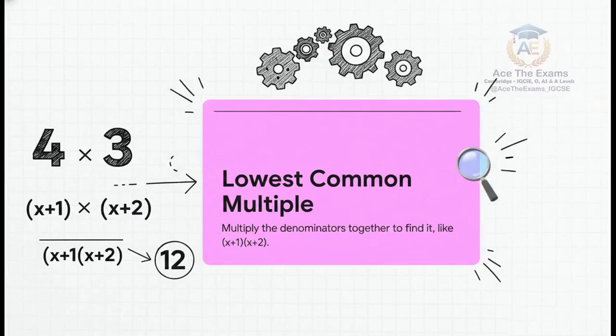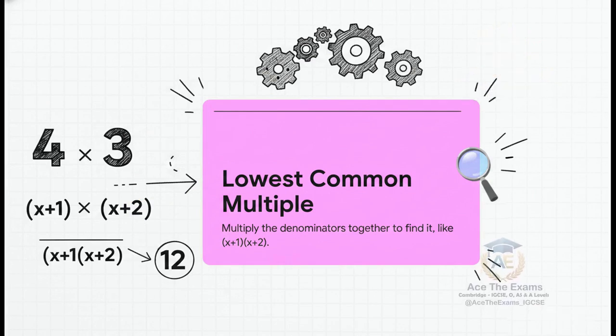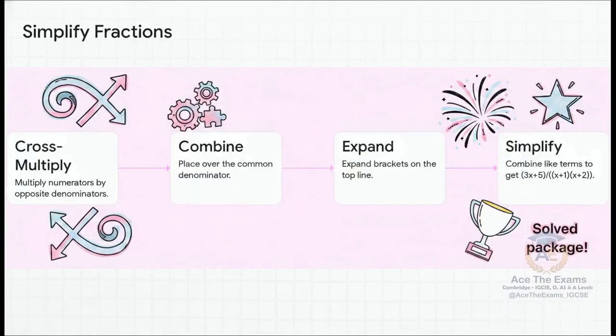Just like when we had denominators of 4 and 3, and we simply multiply them together to get 12, we do the exact same thing here. We find the lowest common multiple by literally multiplying the two brackets together. Our new shared base is just x plus 1 times x plus 2. You don't even need to expand the bottom, just stick them next to each other in brackets. Let's walk this final boss right across the finish line.